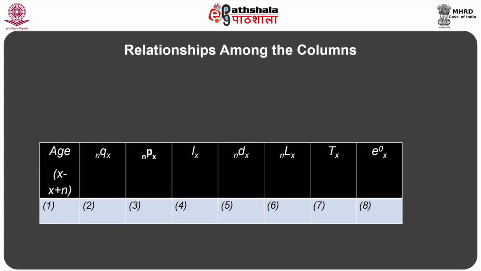Relationship among the life table columns. As we discussed earlier, the life table will have 8 columns. Among those, column number 2 is of less importance than columns 3, 4, 5, 6, 7, 8 and number 1. The columns are: age, capital Mx, nqx, small lx, ndx, capital nLx, Tx and e0x.